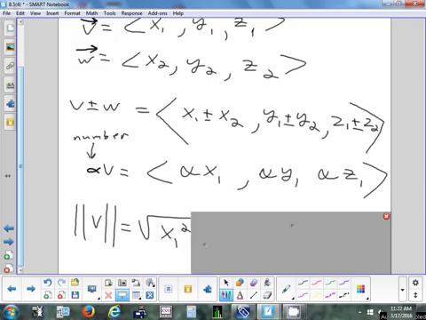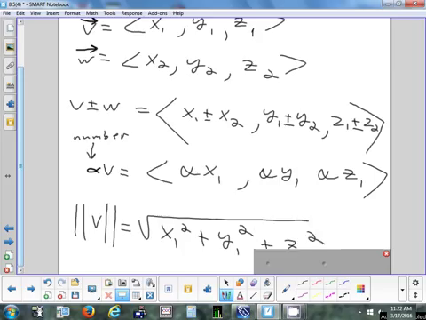Okay, and for the magnitude of a vector, that was your formula in 2D. Square the x component, square the y component, add them up, and take the square root. What else am I going to put on this? Plus z1 squared. Right, so to find the magnitude of a vector, square each component separately, add them all up, and then take the square root. Okay. Any questions on those formulas?